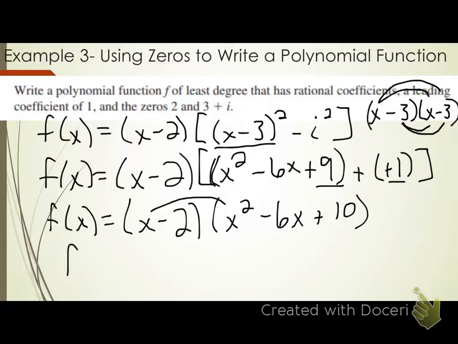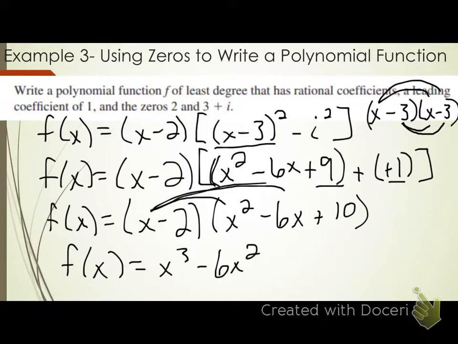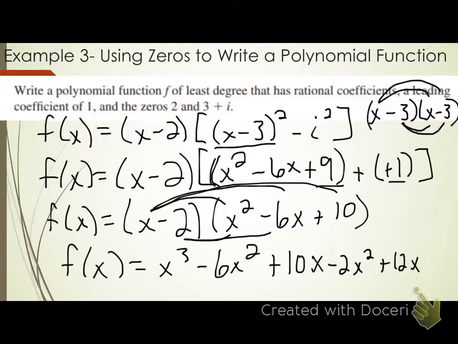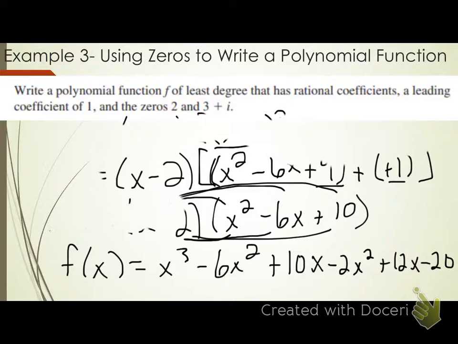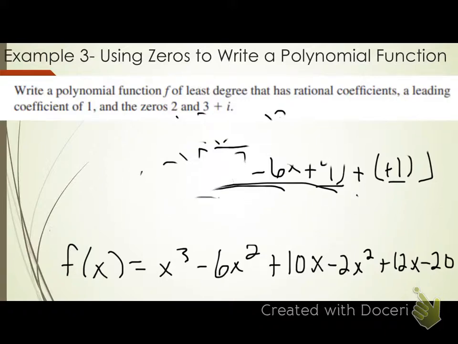So x times x squared gives me x cubed. X times negative 6x would give me negative 6x squared. X times 10 would give me 10x. Negative 2 times x squared gives me negative 2x squared. Negative 2 times negative 6x gives me 12x. Negative 2 times 10 gives me negative 20. Almost done.